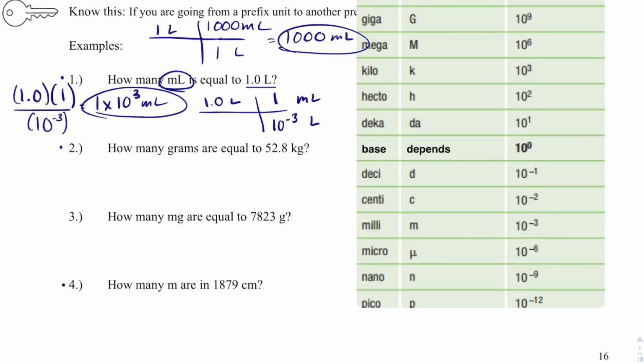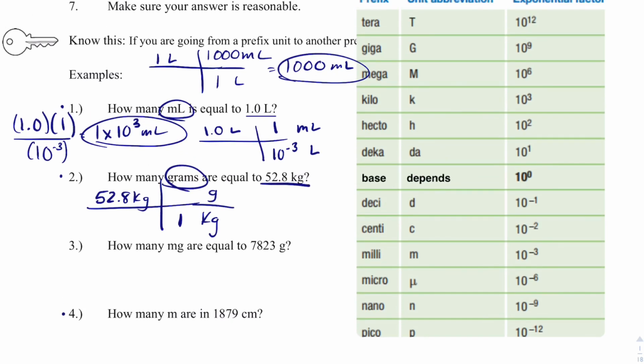And number 2 says, how many grams are equal to 52.8 kilograms? So I'm given 52.8 kilograms, and I need to get to grams. I'm at kilograms. I need to put kilograms in the denominator, so it cancels, and I'm going to go to grams. Kilograms has a prefix, kilo, so I'm going to put a 1 there. And then I'm going to find the kilo, and it looks like it's 10 to the third, so that would be 1,000 grams. And so when I math this out, I'm going to get 5.28 times 10 to the fourth grams.